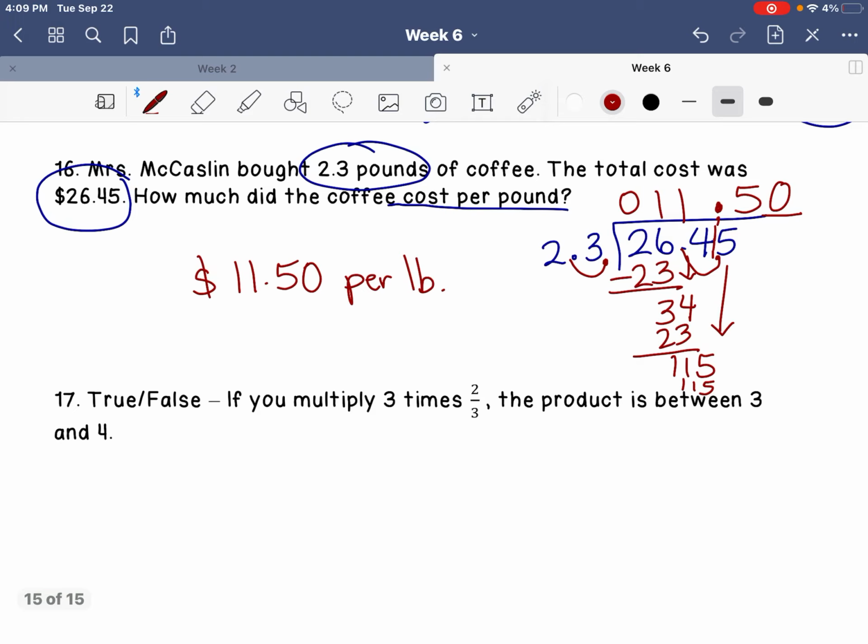Okay, last question. True or false? If you multiply 3 times 2/3, the product is between 3 and 4. Well, there's one way to make sure of that answer. 3 times 2/3. I made 3 into a fraction. I'll multiply tops times tops and bottoms times bottoms. 3 times 2 is 6. 1 times 3 is 3. And 6 divided by 3 is 2. And that is not between 3 and 4, so that answer is false.